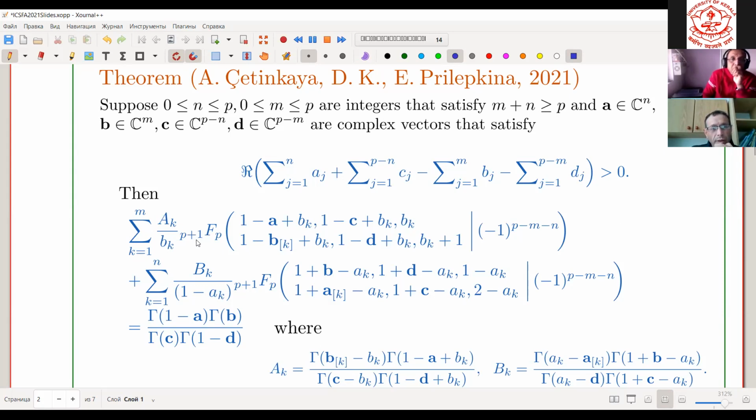So the number of terms here is equal to P. Well, it could be even greater than P, but the minimal number of terms is P. So M plus N can be greater than P. Sorry, not necessarily equal. We get this a little bit different kind of identity because we don't get 0 on the right hand side, but we get a certain ratio of gammas. And depending on the evenness or oddness of P minus M minus N, we get evaluation at 1 or at -1. Okay, but again, this identity doesn't give you a way to analytically continue this function as a function of these parameters.